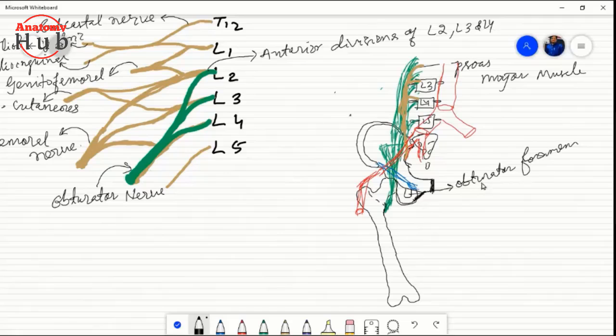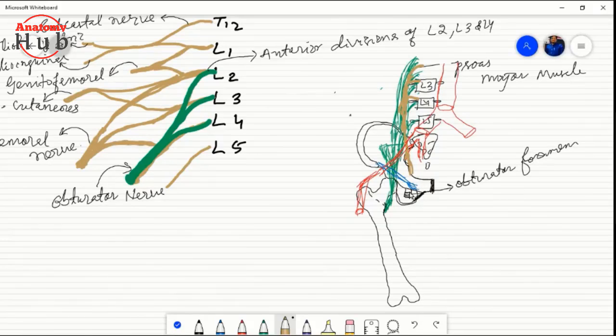Okay, your obturator foramen. So this nerve descends downward inside the pelvic wall, and at this point, what will you find at the obturator foramen? It is covered by what? Obturator membrane. Okay, and here you will find a gap, right? This gap is known as your obturator canal. So this nerve will come downward.